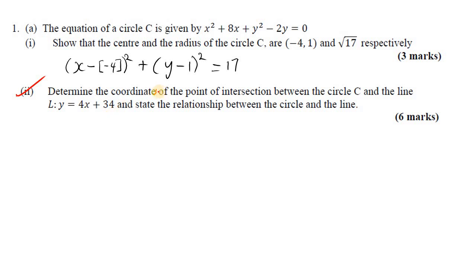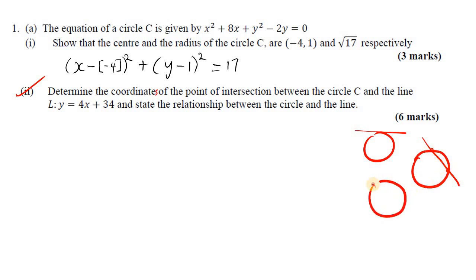So we're going to see if it's 1 point or 2 points of intersection. If it's 1 point of intersection, then the line is a tangent. If it's 2 points of intersection, then the line is a secant. If there's no point of intersection, then it's neither a tangent nor a secant. So let's look at that.